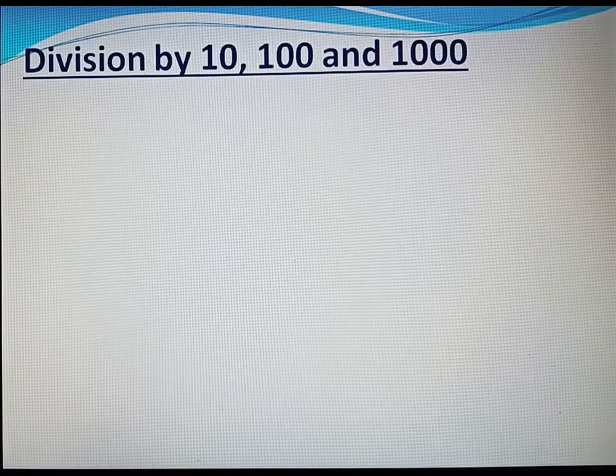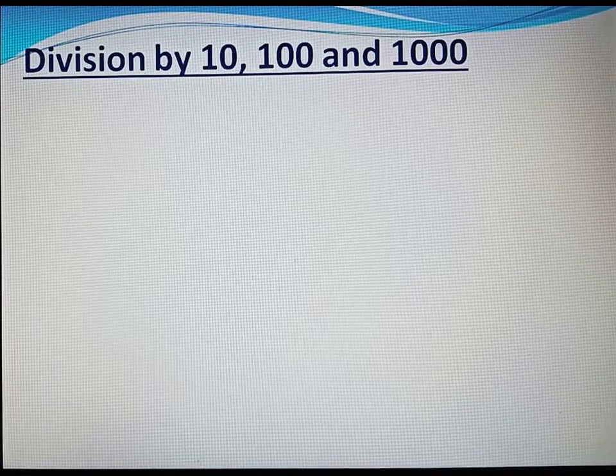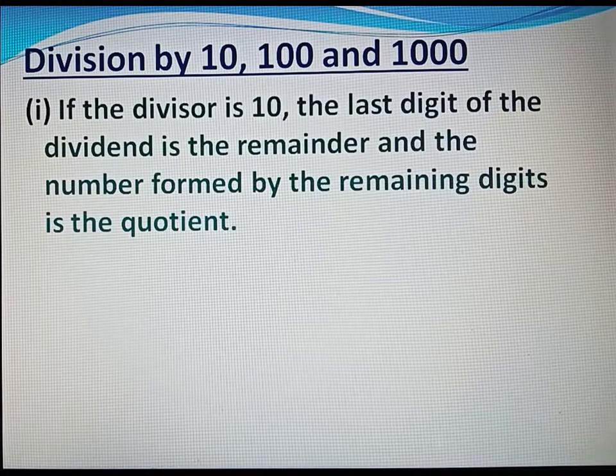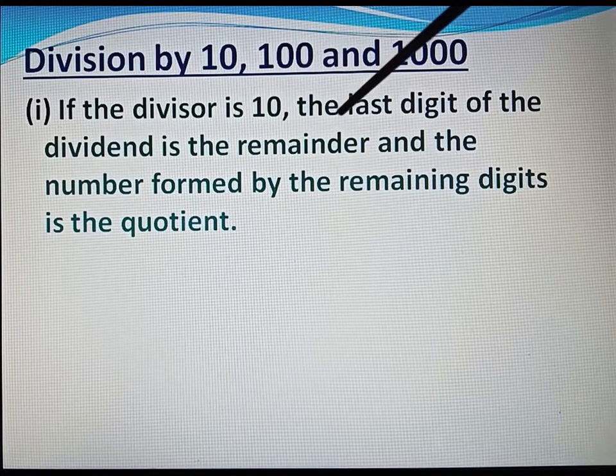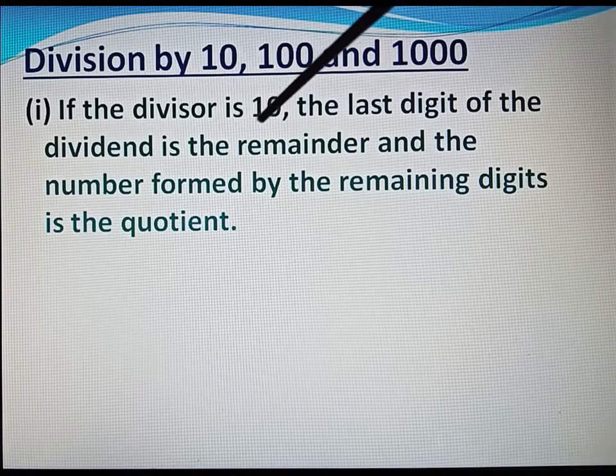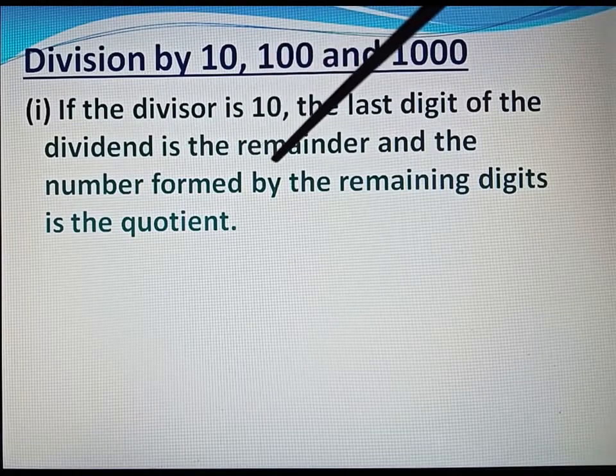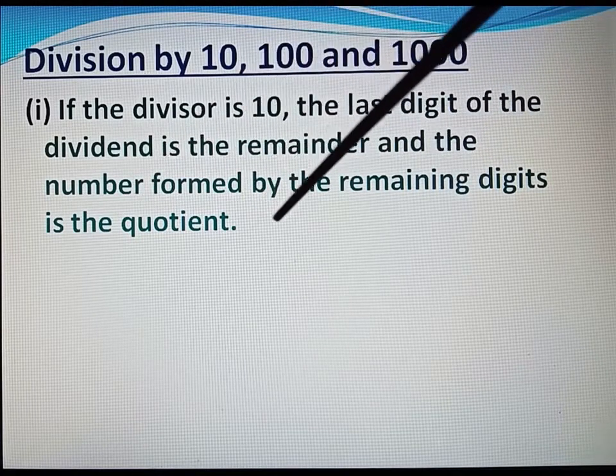Now next topic. Division by 10, 100 and 1000. First, division by 10. See, if the divisor is 10, the last digit of the dividend is the remainder and the number formed by the remaining digits is the quotient.